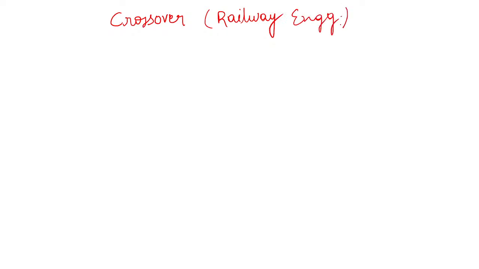Today my topic of interest is crossover, which is from the subject of railway engineering. We'll derive one formula. So let's know what a crossover is. Basically, you have seen that these are called the main tracks and a few tracks divert from them.